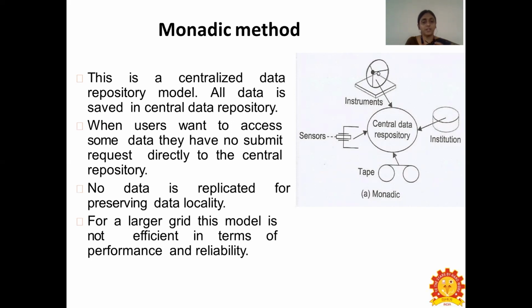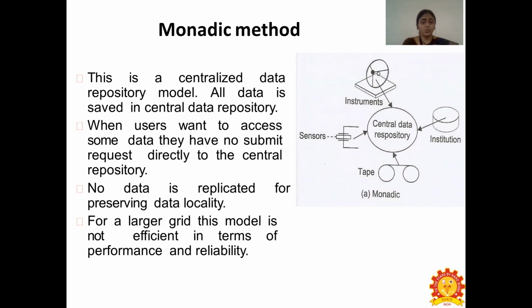In case of preserving the data locality for a larger grid, this model is not efficient in terms of performance and reliability. When the grid size increases, this model cannot adapt, and this will definitely compromise performance and reliability. Here we need to maintain the centralized data repository model, so we have to be knowledgeable while building the central data repository. All data is saved in the central repository, which is referred to by the different grid models. Direct user interaction is not at all possible, and this should be done through brokers or intermediaries.